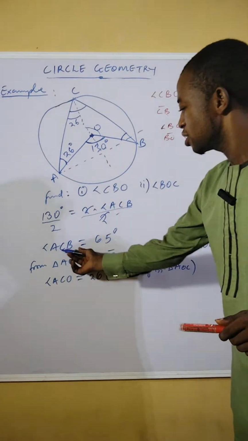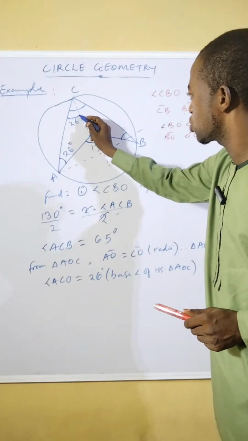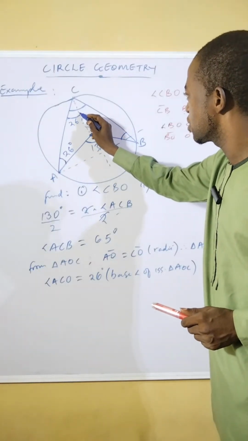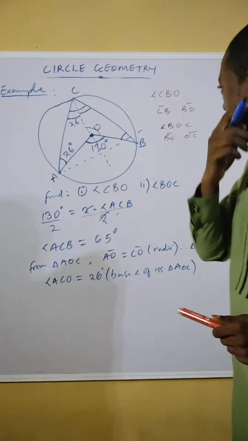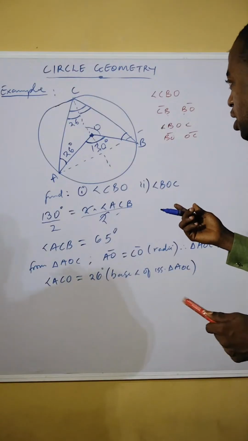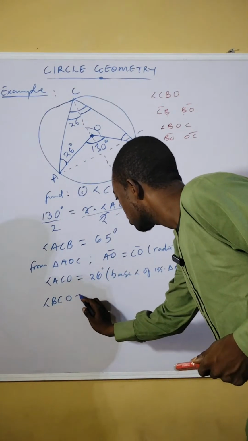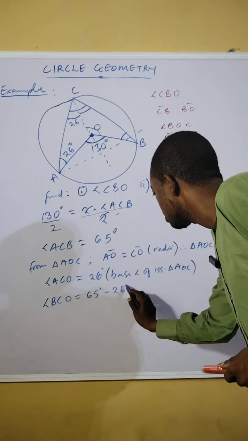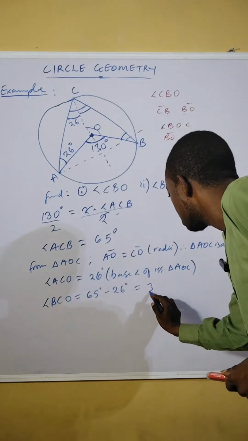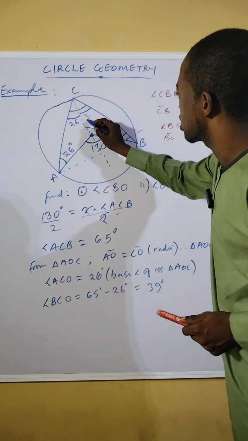Then there is something interesting here. We got ACB to be 65, which is everything here, and this side is 26. So easily we can get only this angle, which is angle BCO. So how do we get that? We can say angle BCO now is equal to 65 degrees minus 26 degrees. Of course, this will give us 39 degrees.